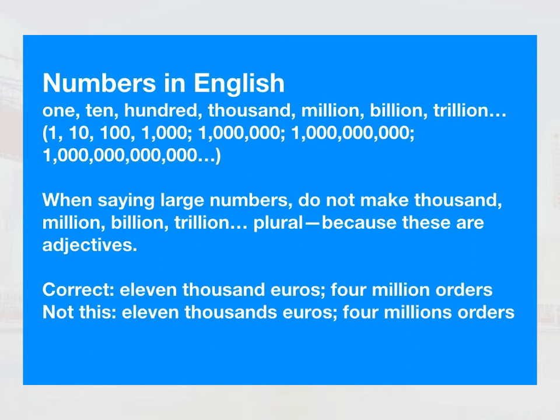In our numbers, we're going to start from the ones: 1, 10, 100, 1,000, million, billion, trillion, quadrillion. When we're saying large numbers, remember, we do not make thousand, million, billion, trillion plural because these are adjectives, and remember that in English, adjectives are invariable. So it's correct to say 11,000 euros, 4 million orders.